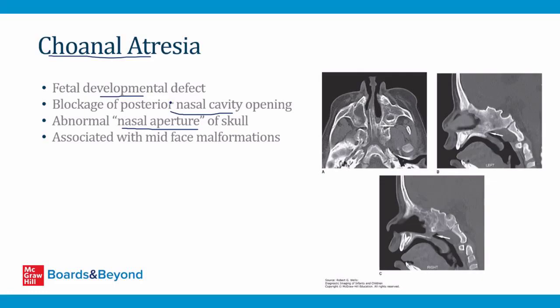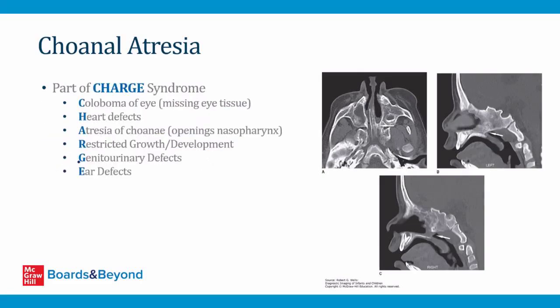And as you can imagine, when you have abnormalities of the skull involving the nasal passages, you can also get other malformations of the midface. And so they commonly occur together with choanal atresia. Choanal atresia is part of the CHARGE syndrome, which is a group of developmental anomalies that often occur together. The C stands for coloboma of the eye, which refers to missing eye tissue. The H is for heart defects. The A is for choanal atresia, which is atresia of the choanae, which are the openings of the nasal pharynx. There's also restricted growth and development. That's the R, genitourinary defects, and ear defects. And so all these things make up the CHARGE syndrome.